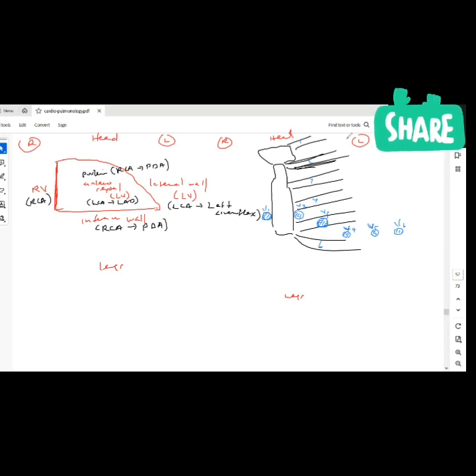Then we also have some leads on the limbs, right? On my right upper extremity, we have a lead called AVR. On the right upper limb, we call that the AVR lead. Then you have another lead on the left upper extremity, which is what we call the AVL, right? Basically, A stands for augmented lead.